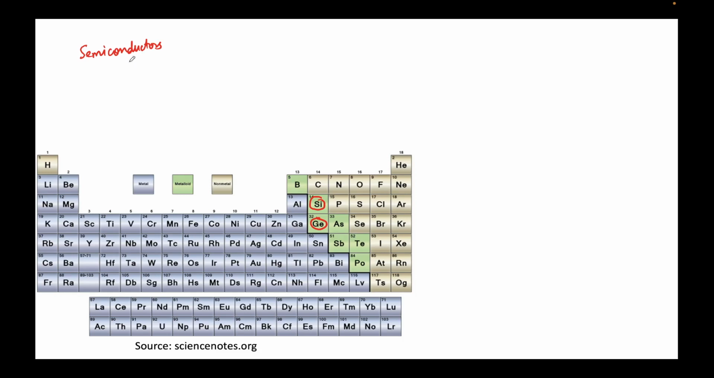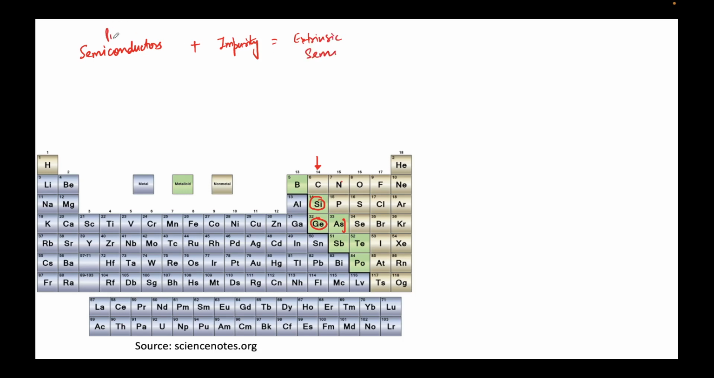So for instance, note this is group 14. Let's say I replace a few germanium atoms in the crystal using, let's say, arsenic. Note that arsenic is electron rich, right? So what we are doing is deliberately adding some impurity to a semiconductor to create something called an extrinsic semiconductor.